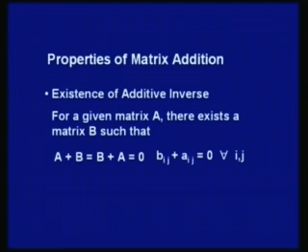Further properties of matrix addition. Another important property of matrix addition is the existence of additive inverse. Like, for a given matrix A, there exists a matrix B such that A plus B is equal to B plus A is equal to the null matrix. That means Bij plus Aij is 0 for all i and j. For a given matrix A, there must be some matrix B which when added to A gives rise to the null matrix, and that matrix B is the additive inverse of the matrix A.